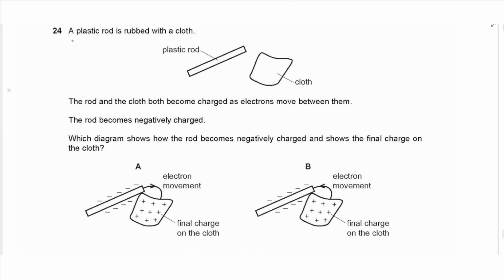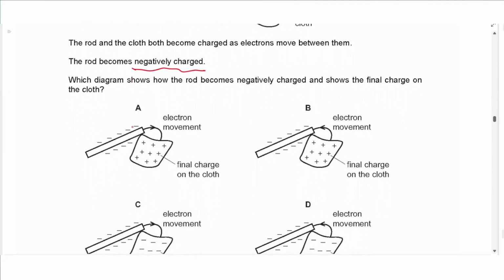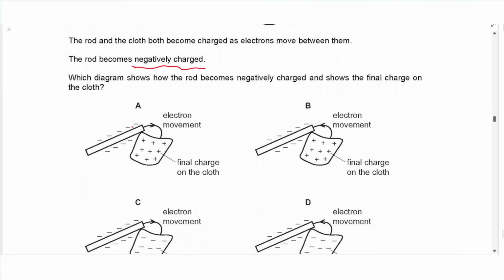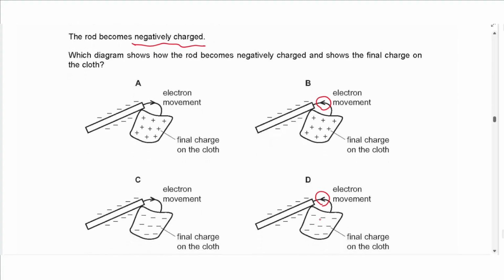Question 24 says, a plastic rod is rubbed with a cloth. The rod and the cloth both become charged. As electrons move between them, the rod becomes negatively charged. So the rod gains electrons and the cloth loses electrons. So we see the movement of electrons. It should be from the cloth to the rod. So it's either B or D. But the cloth becomes positively charged, so it's not D. So the answer is B.